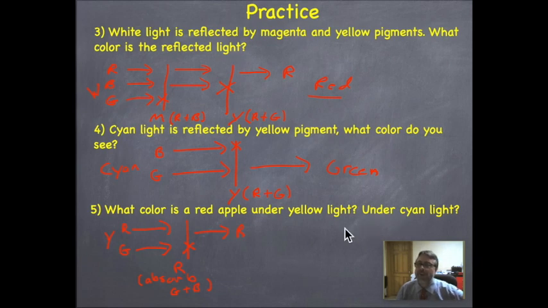Well, what happens if I use cyan light? If I use cyan light, that's made up of the colors of blue and green. Again, I'm striking my red apple. My red apple looks red because it reflects red light. That means it does not reflect blue, and it does not reflect green. So what would a red apple look like under cyan light? Well, there's no red light to reflect. If nothing reflects off, the apple is going to look black.